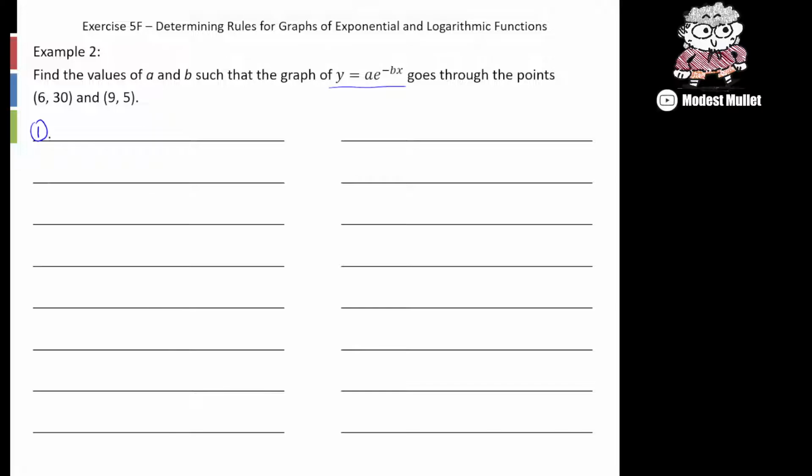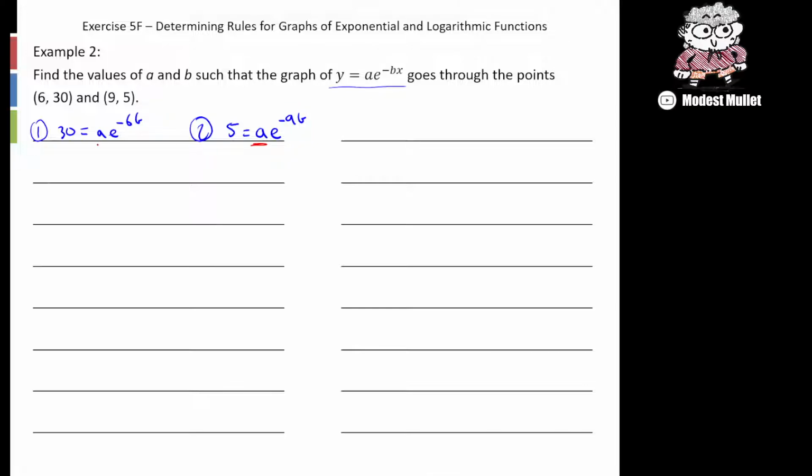So substituting in the first point to get equation 1, we're going to get 30 is equal to A e to the negative 6b. And substituting in equation 2, we're going to end up with 5 is equal to A e to the negative 9b. So there's two equations. Now we need to look at these two and see what can we do to get the a or the b to cancel. Well, the b's in the exponent, so that's a dead set giveaway that we can't get that to cancel out straight away.